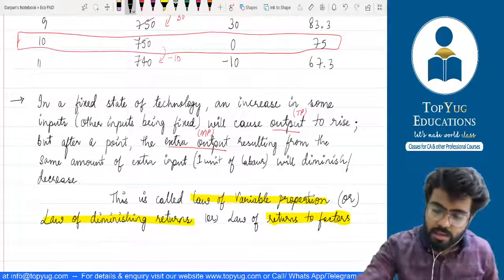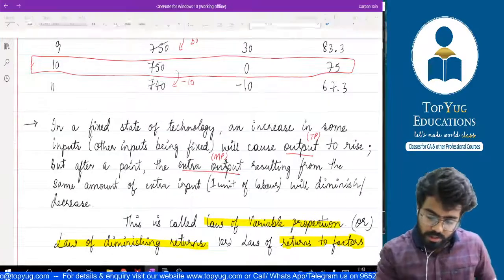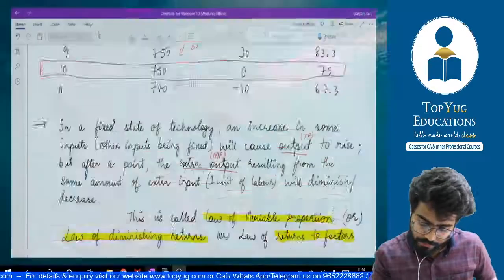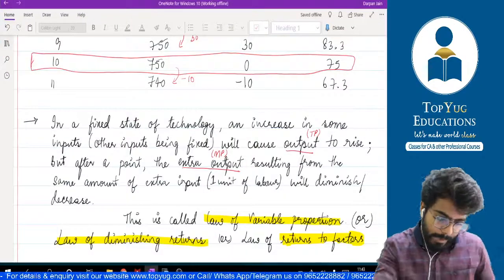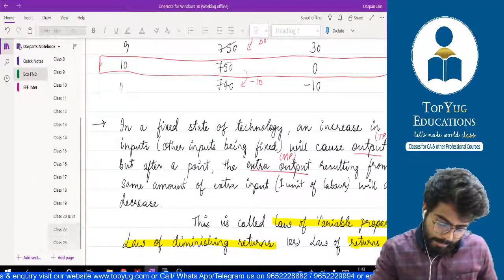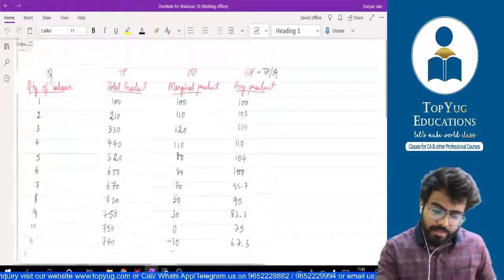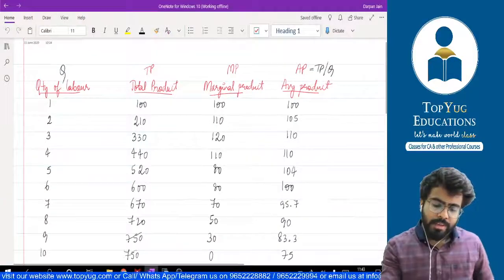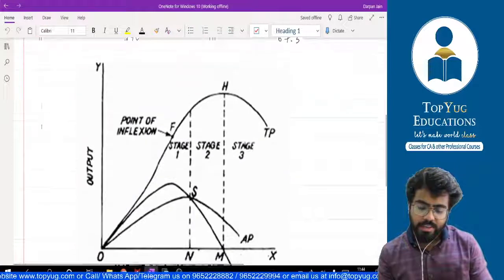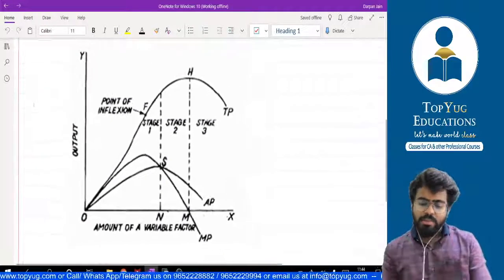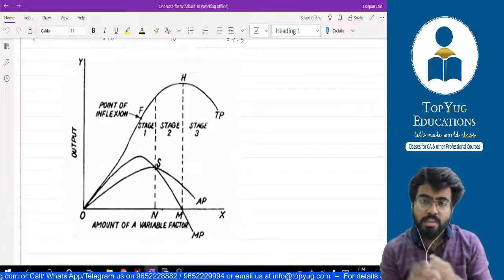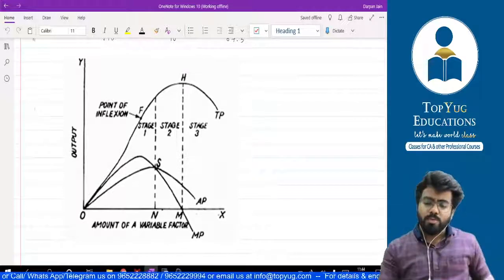Alright, now let's draw this into a graph. Let me take a fresh page. Okay, so this was your table, correct? Now this table is actually giving you a graph like this. You don't have to draw this graph to scale. What do I mean by to scale?